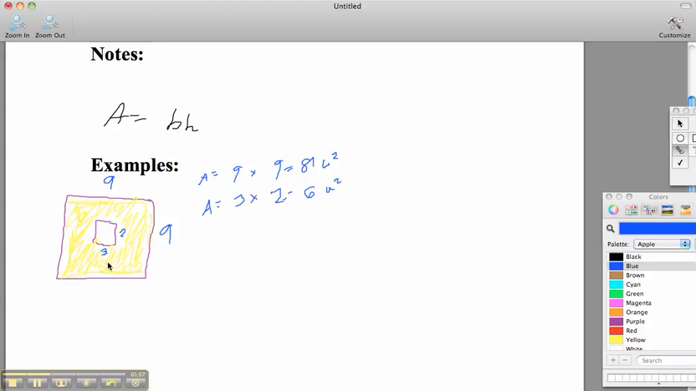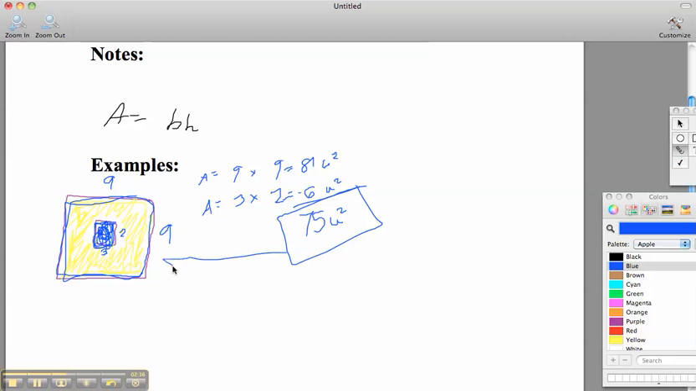squared. Now, to find the area of just the yellow region, we have to take the little square area, take this area away from the big square. It's like taking a bite out of a big square donut. We have to take this away. This part has to be taken away from the larger square. So we're going to subtract 6 from 81, and we're going to end up with 75 units squared. And that's the answer for the area of the yellow shaded region on this problem.